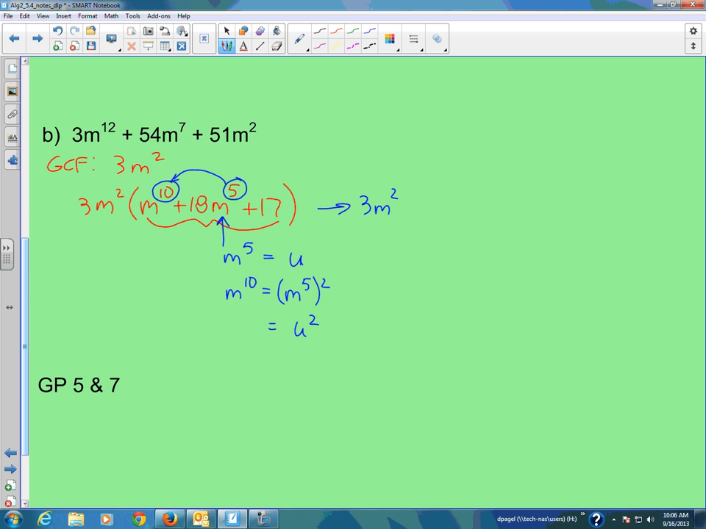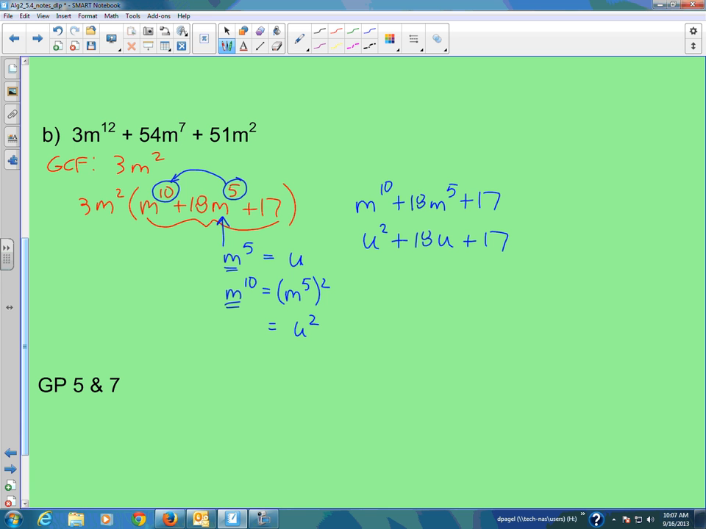3m squared times, actually I could probably just ignore the m squared. We're just going to work on the m to the 10th plus 18m to the 5th plus 17. We're going to work on this part, and we're going to do our substitution here. So we just said that m to the 10th was equal to u squared. So that becomes u squared. M to the 5th by substitution value is just u. So now that's u squared plus 18u plus 17, which looks to be quadratic in form.